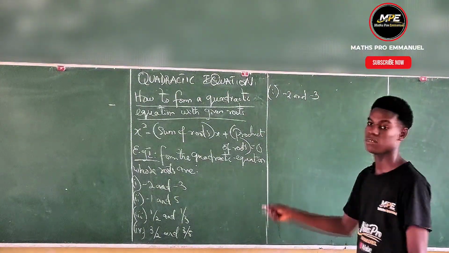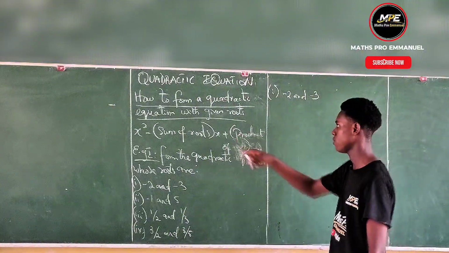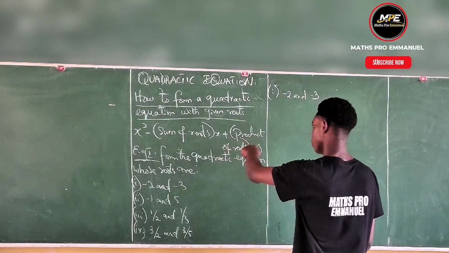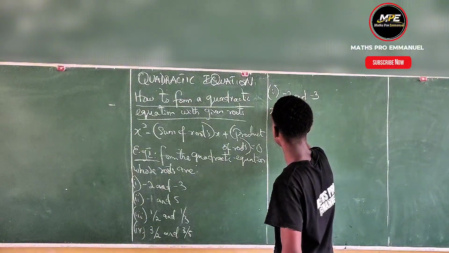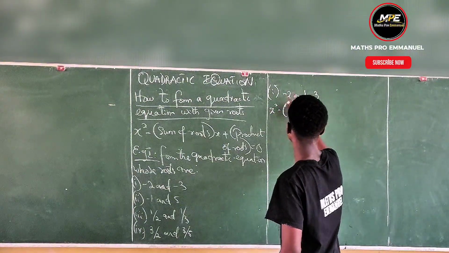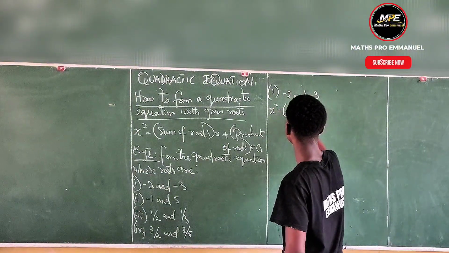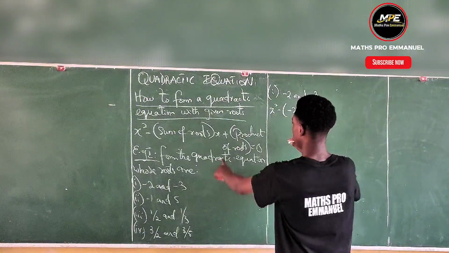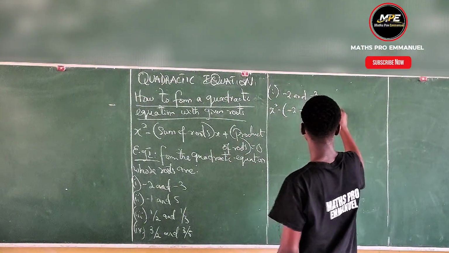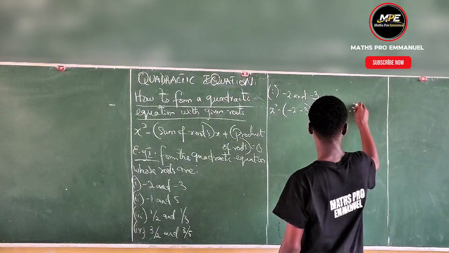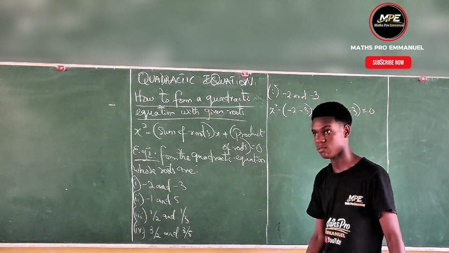To form this, use the formula x squared minus sum of roots times x plus product of roots equal to 0. Easy, just like that. So now I'll have x squared minus the sum of roots, which is the addition of the two roots, -2 minus 3, x plus the product of roots, which is the multiplication of the two roots, -2 times -3, equal to 0. Hope you are following.